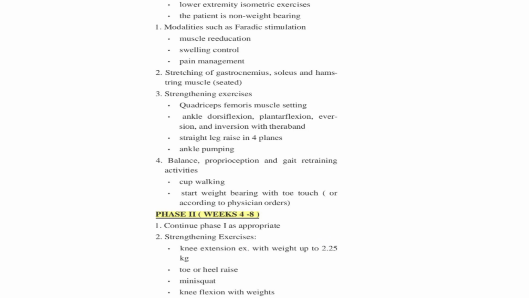Next we have lower extremity isometric exercises. Isometric means the muscles stay at the same length. The patient is non weight bearing. We also go for modalities such as Faradic stimulation, muscle re-education, swelling control, and pain management. Stretching of the muscles of gastrocnemius, soleus, and hamstring muscle.